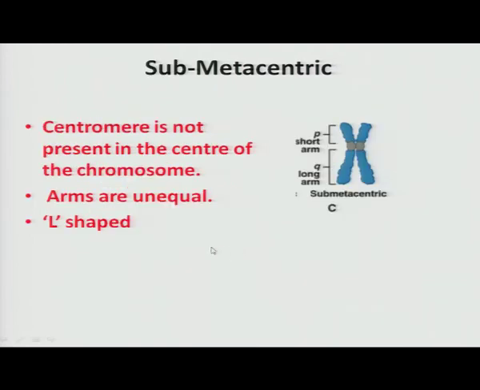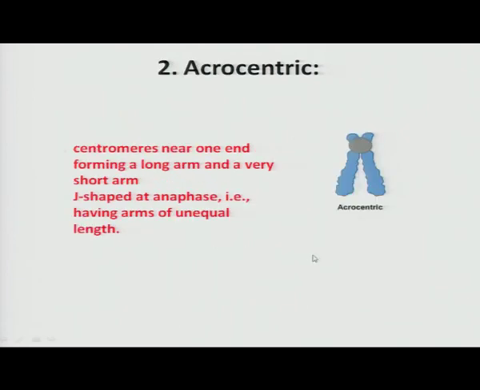Next to metacentric, submetacentric chromosome is there. The centromere is not present in the center of the chromosome. Because of that, both the arms are unequal in size and they give L shape to the submetacentric chromosome. Acrocentric, the centromere is present at one end of the chromosome.